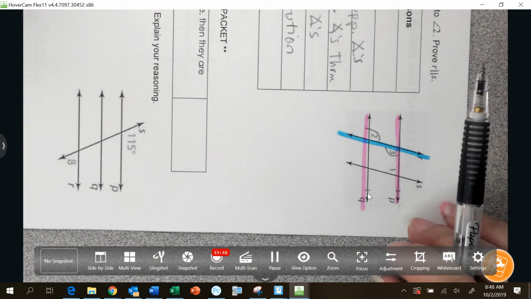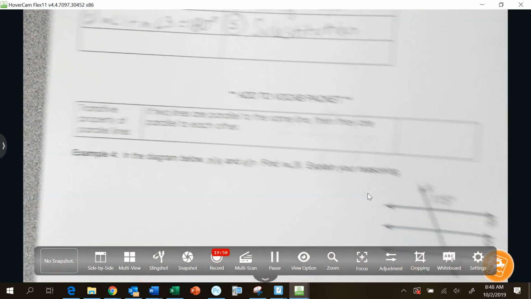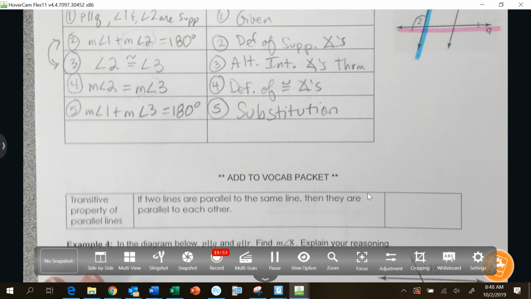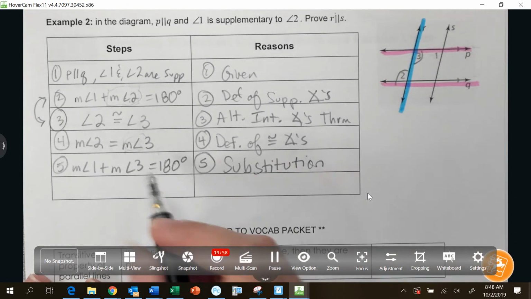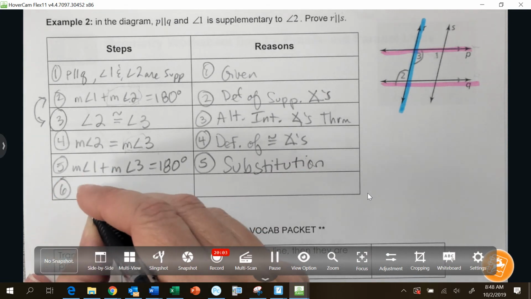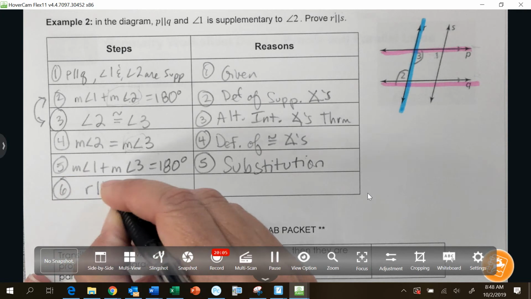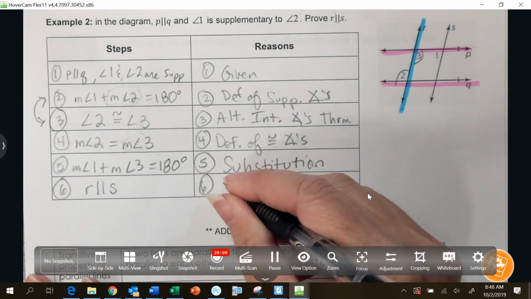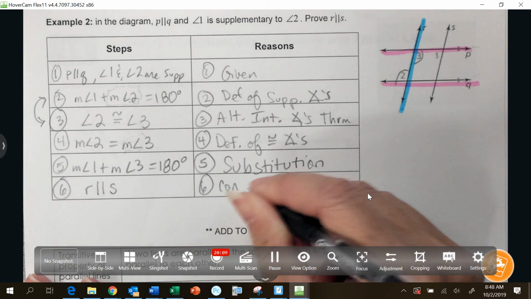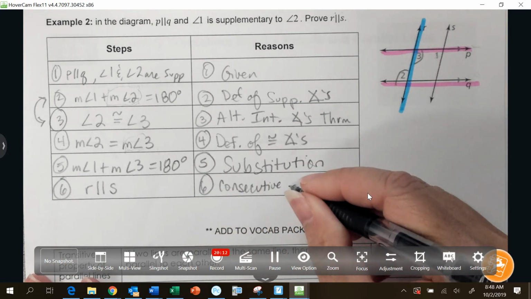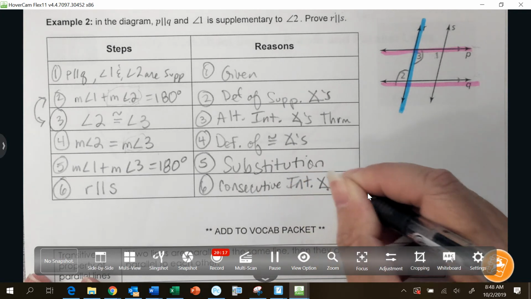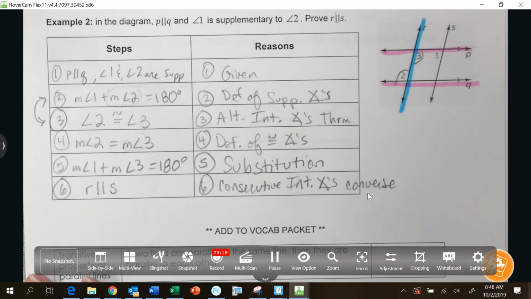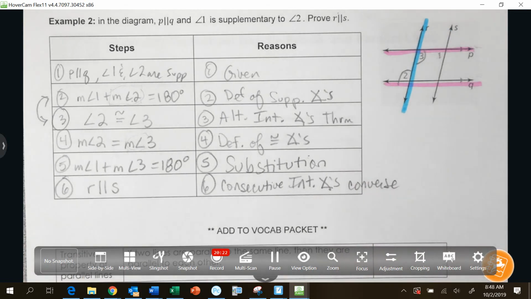I didn't know there were so many Lynn's in here. Just kidding. Consecutive interior. So if our consecutive interior angles are supplementary, which I just said they are, then we can prove that R is parallel to S by the consecutive interior angles converse. The converse is what proves the lines parallel.